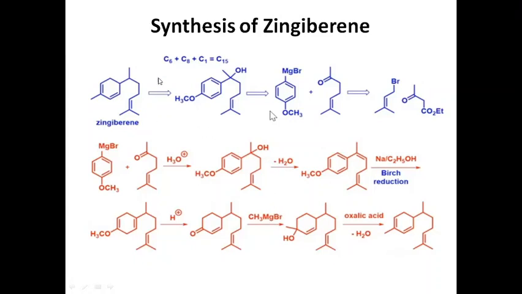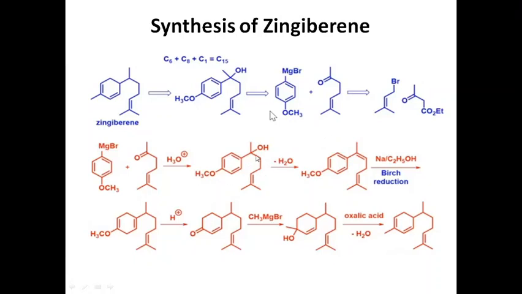The synthesis of zingiberene involves 2 important reactions: first, the Birch reduction, and second, the addition of Grignard reagent. So let us come to the synthesis. The starting compounds are this Grignard reagent, 4-methoxyphenyl magnesium bromide, and methyl heptanone. In the presence of acid, it undergoes the reaction resulting in the formation of this compound.